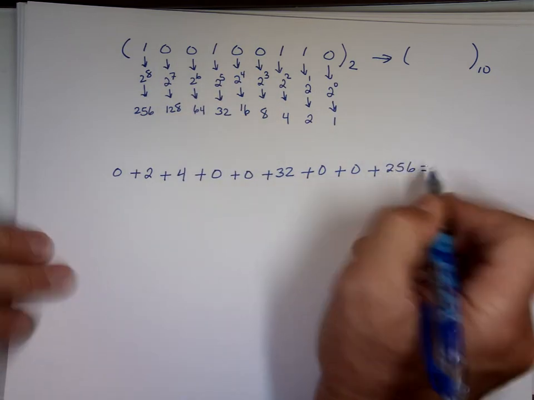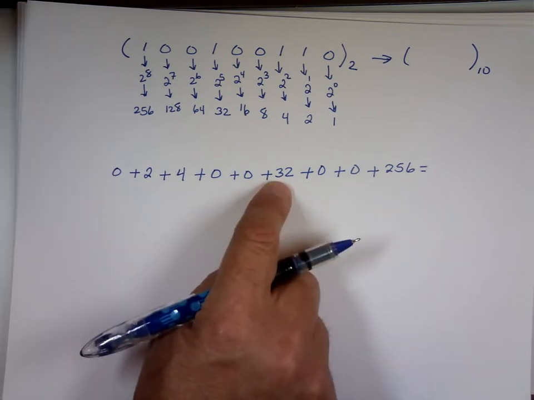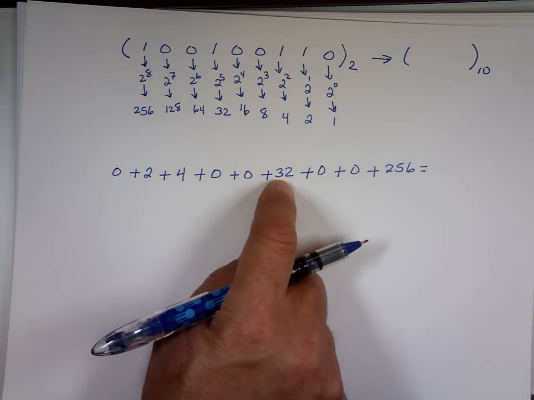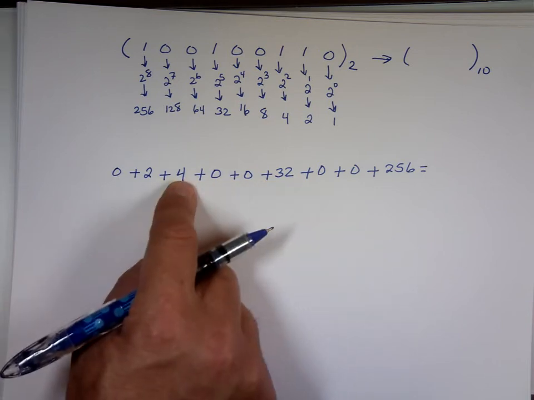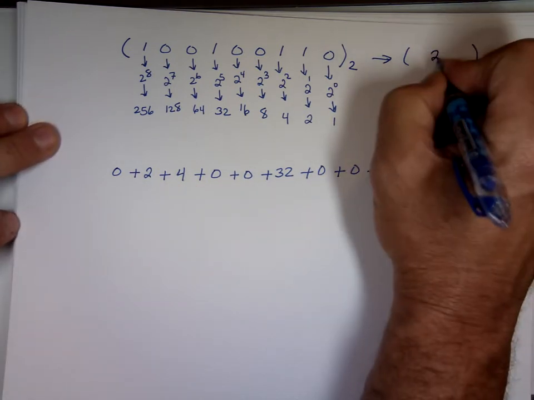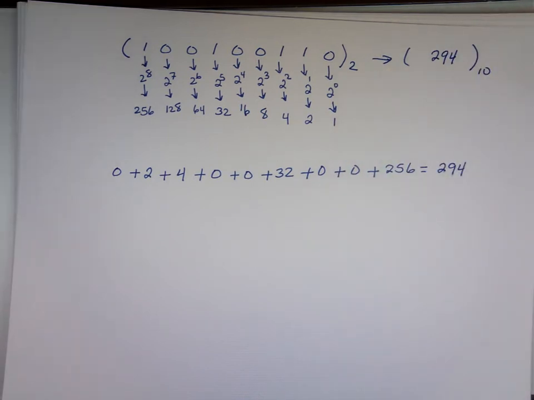And let's add them. 256 plus 32. Is that 288? 288 plus 4, 292 plus 2, 294. So I guess we did it right, because we came up with the correct answer. That's how we convert from decimal to base 2 or base 2 to decimal. Except if you have a decimal value.